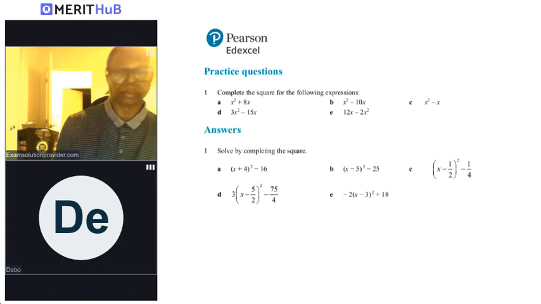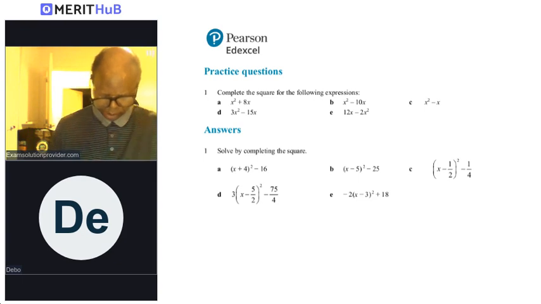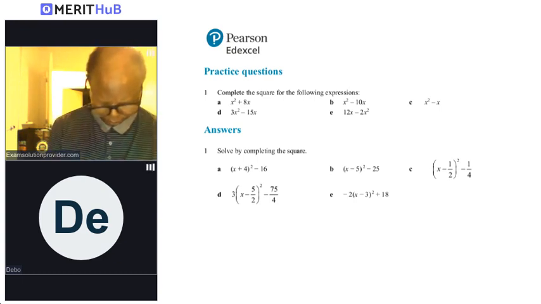Yeah, I'm done. So for A, I got x equals 0 and x equals -8. For B, I got x equals 10 and x equals 0. For C, I got x equals 1 and x equals 0. For D, I got x equals 0 and x equals 5. And for E, I got x equals 9 and x equals 3.